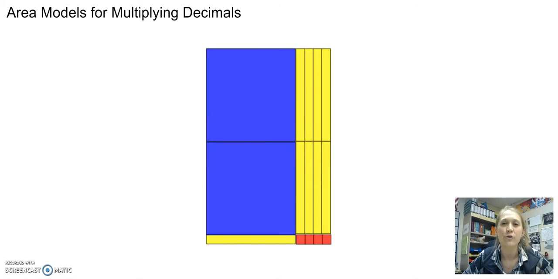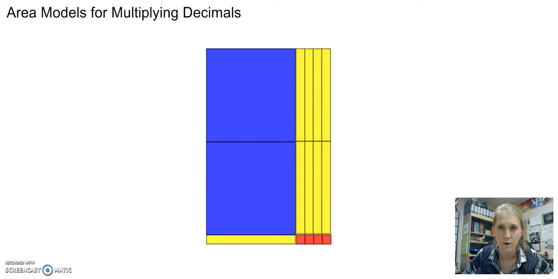Hey guys, this is your rapid review video to look at how to use an area model to solve a multiplication equation when we see decimals. Remember, this area model is used only when we have a whole number and a decimal multiplied by a whole number with a decimal in it. If it's a decimal times a decimal, you'll have to watch the next rapid review video.